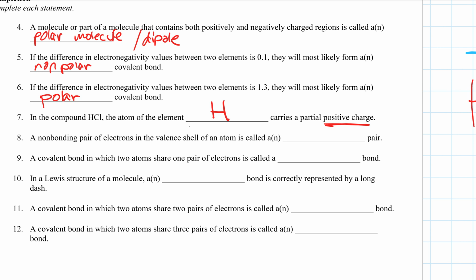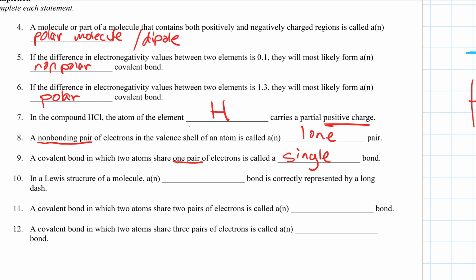Number 8, non-bonding pair of electrons in the valence shell of an atom is called, okay, it's non-bonding. It's not taking part in the bonding, so we call those lone pairs. They're not attached to anything. They're not attaching two atoms together. Covalent bond, number 9, a covalent bond in which two atoms share one pair of electrons is called a, you can put single bond or single covalent bond.